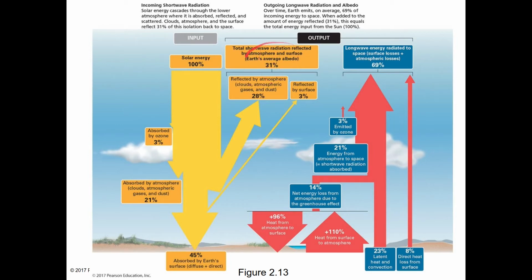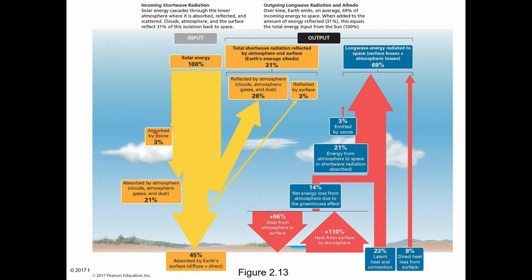Earth's albedo, 31%. The surface reflects 3%. The atmosphere, gas, dust, clouds reflects 28%. I wouldn't have guessed that. I would have thought that the surface would have reflected way more energy, but it doesn't. So total albedo, 31%, which leaves us with 69%.